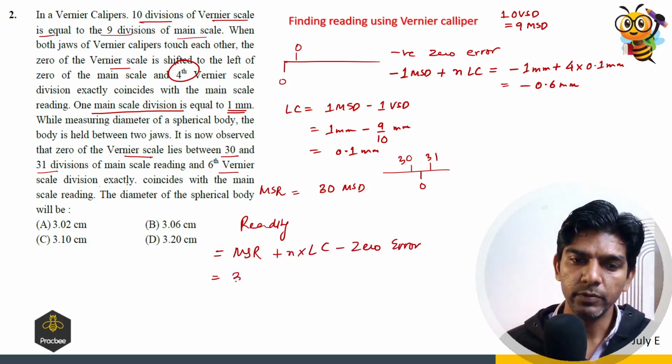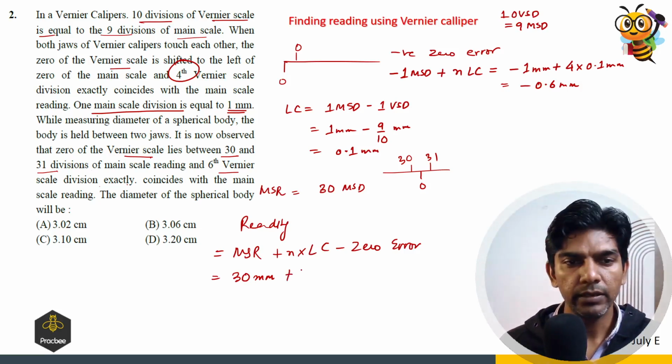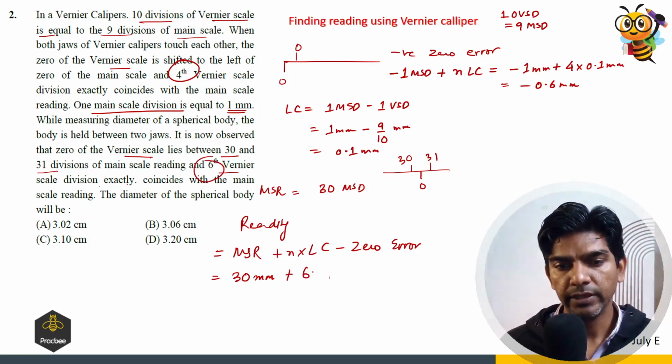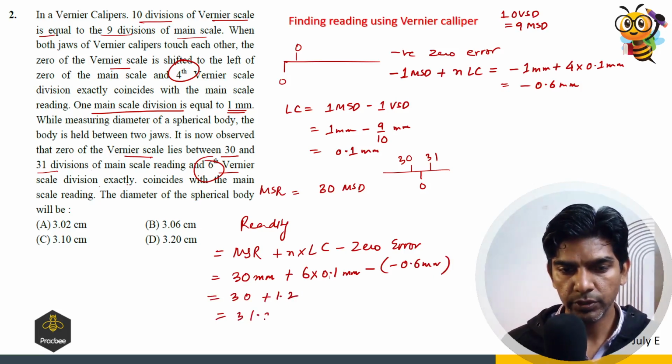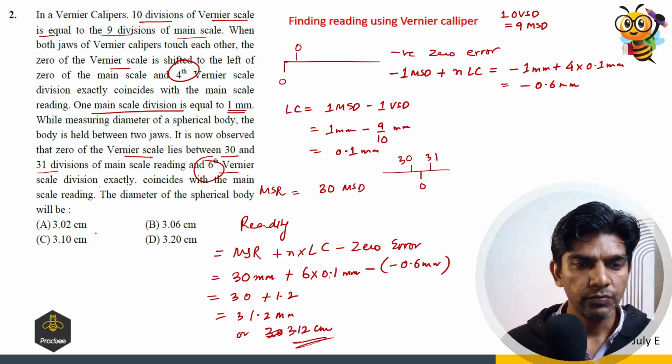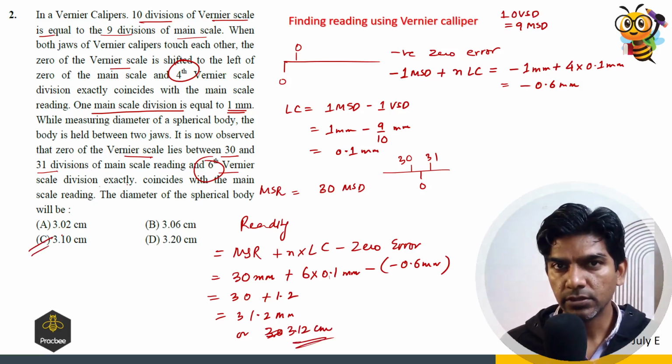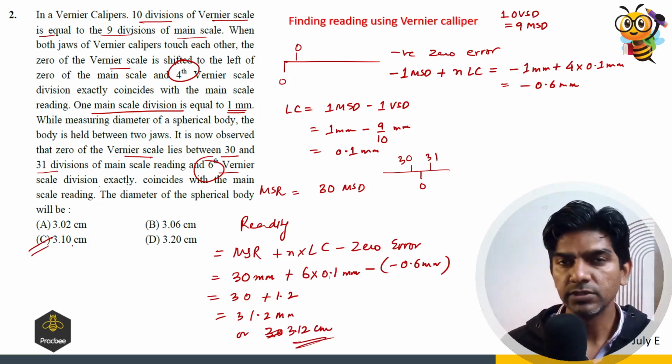So here main scale reading will be 30 times MSD, which is nothing but 30 millimeter, and n in this case is 6. Least count is 0.1 millimeter. Zero error is minus 0.6 millimeter. So that will be 30 plus 1.2. So it will be 31.2 millimeter or 3.12 centimeter. So if you look at the options, option C is the closest to our answer. So option C is the right answer.